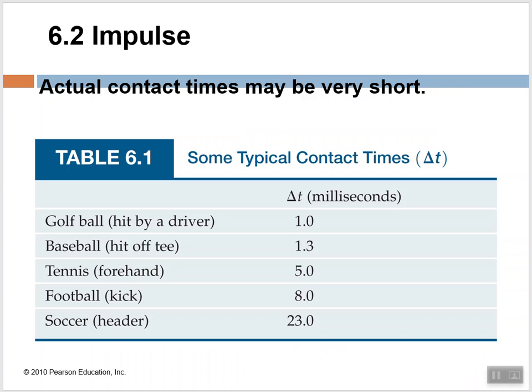Actual contact times might be short. So they're giving us some contact times, in milliseconds. Golf ball, 1 millisecond. Baseball, hit off a tee, 1.3. Football, 8 milliseconds. Soccer, if you have a header, it's 23 milliseconds.